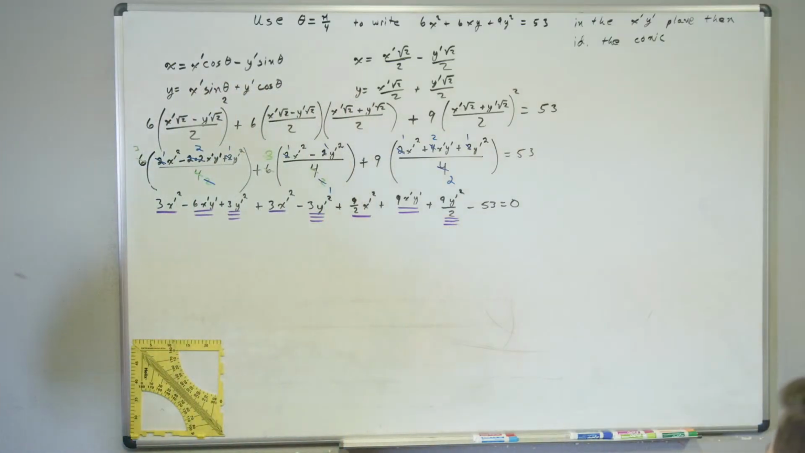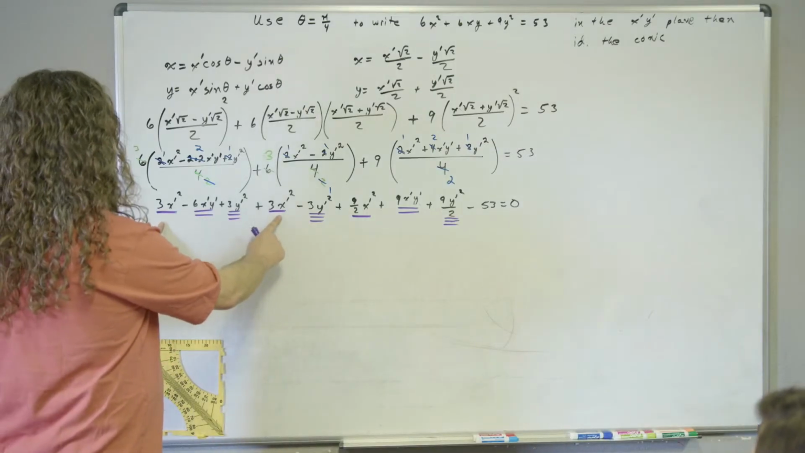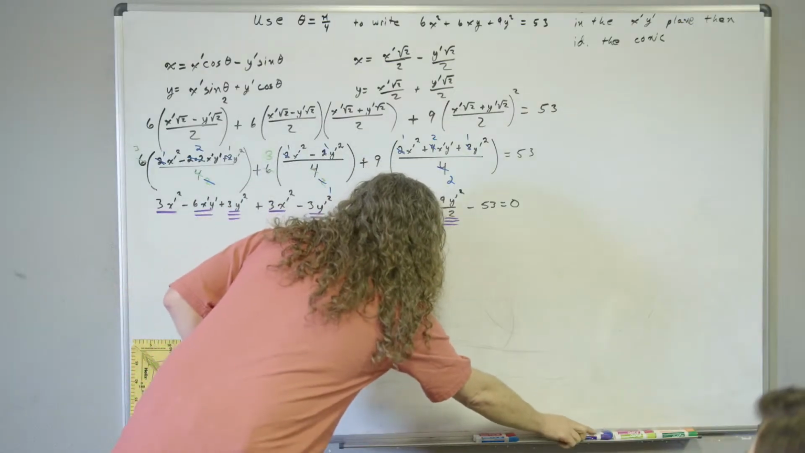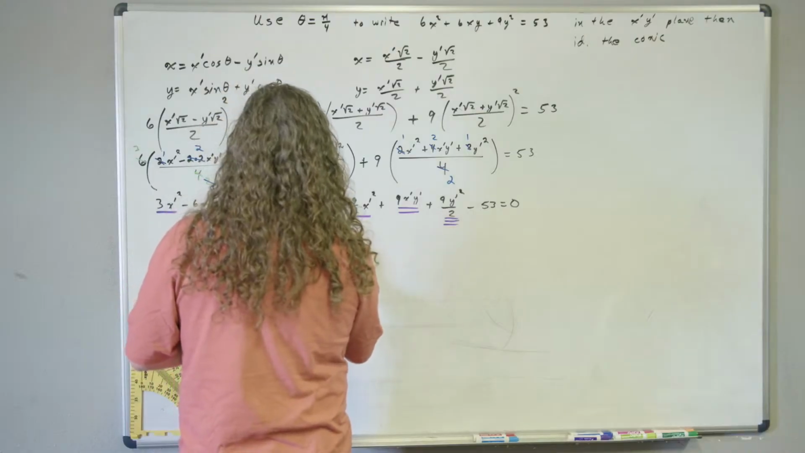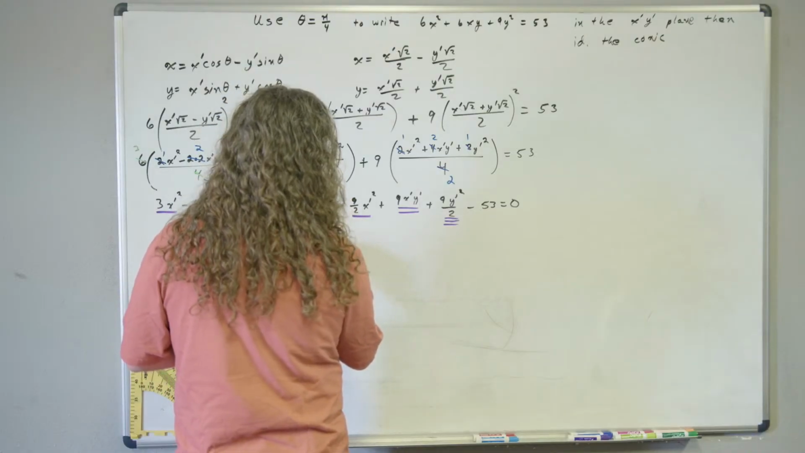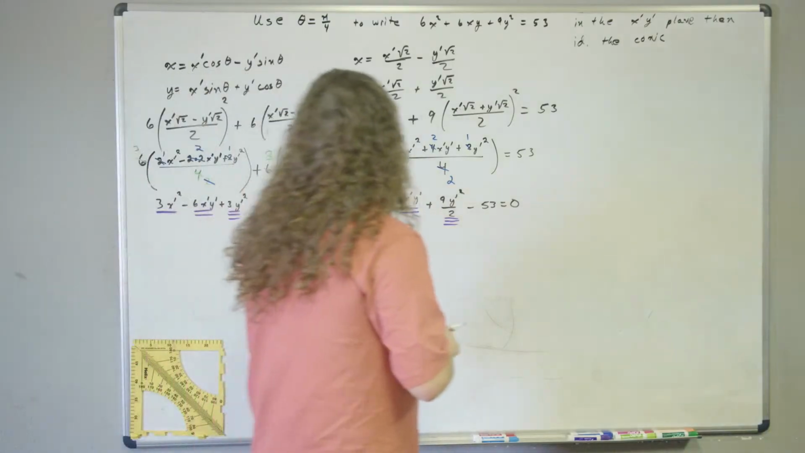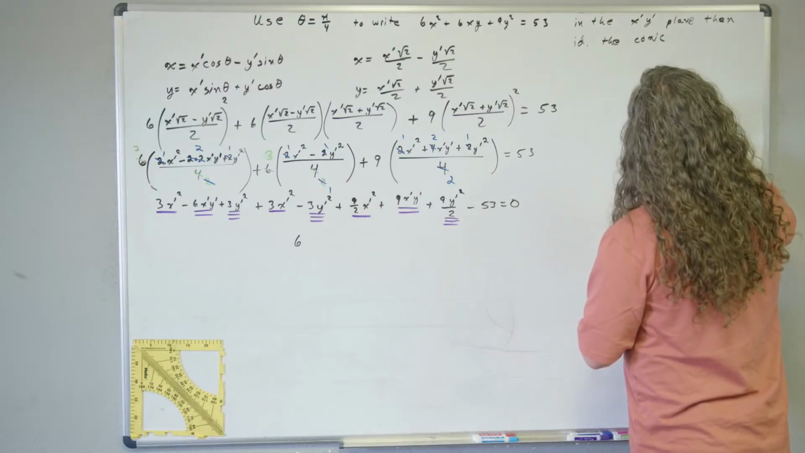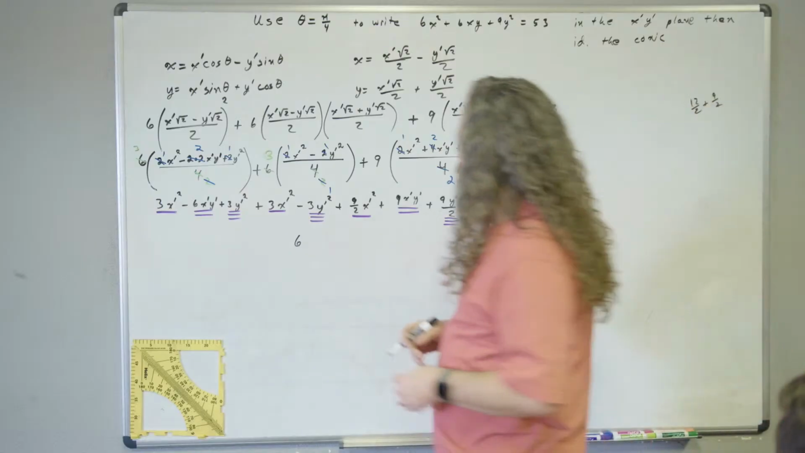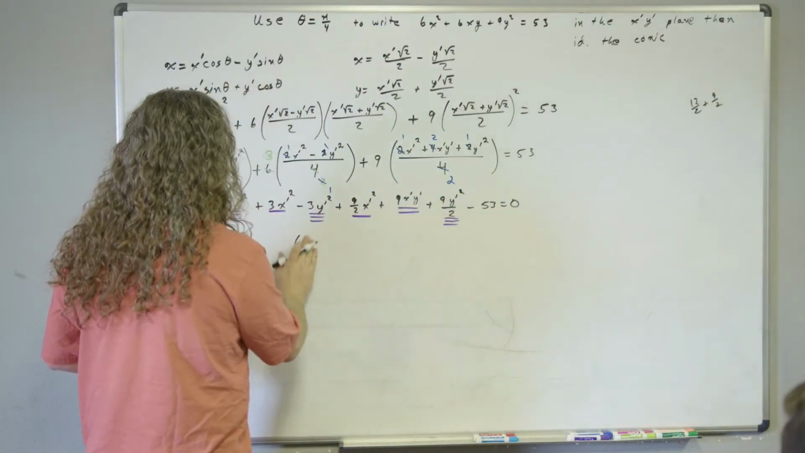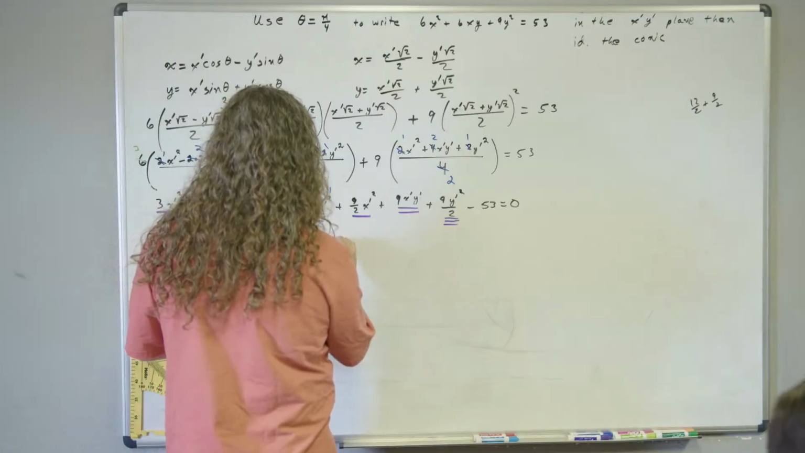So we've got these. They become 6x. But then we also have the 9 halves, and that becomes 6 plus 9 halves. The power of scratch paper. 12 halves plus 9 halves equals 21 halves. 21 halves x prime squared.